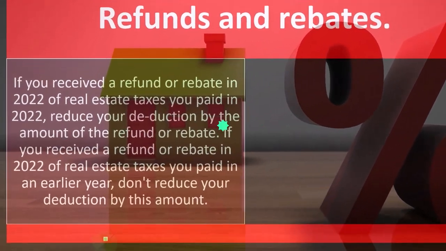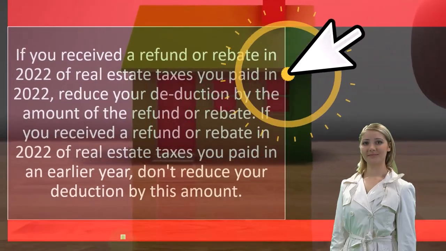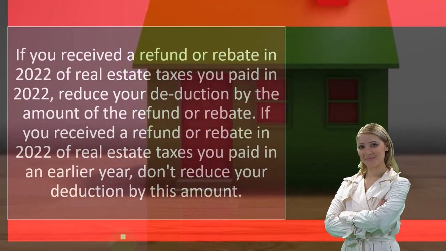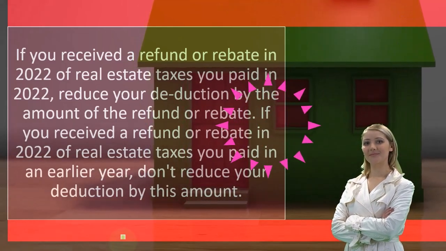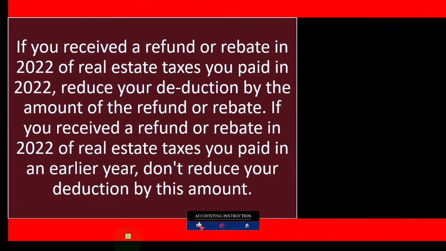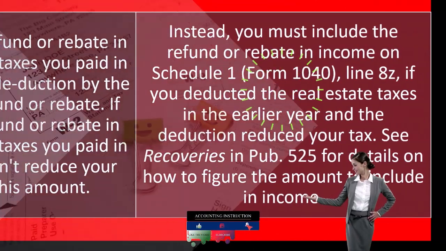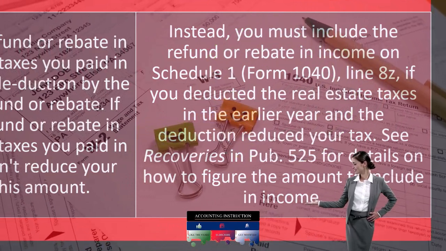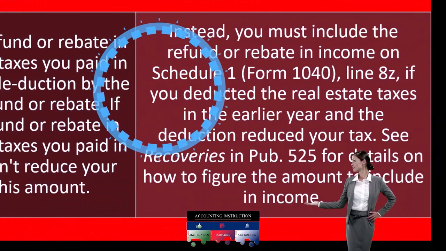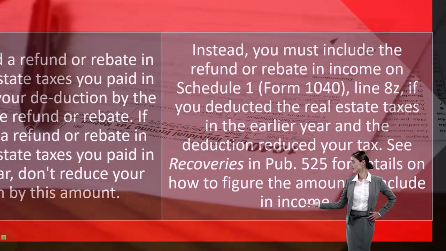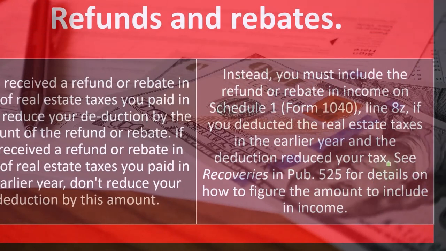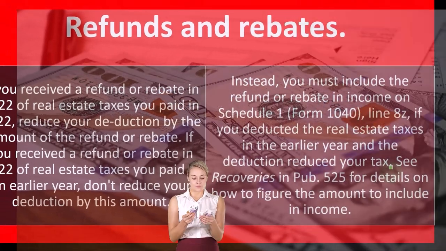So refunds and rebates: if you received a refund or rebate in 2022 of real estate taxes you paid in 2022, reduce your deduction by the amount of the refund or rebate. If you received a refund or rebate in 2022 of real estate taxes you paid in an earlier year, don't reduce your deduction by this amount. Instead, you must include the refund or rebate in income on Schedule 1, Form 1040, Line 8Z, if you deducted the real estate taxes in the earlier year and the deduction reduced your tax. So this is the same kind of concept we saw before with the state tax refund, for example.